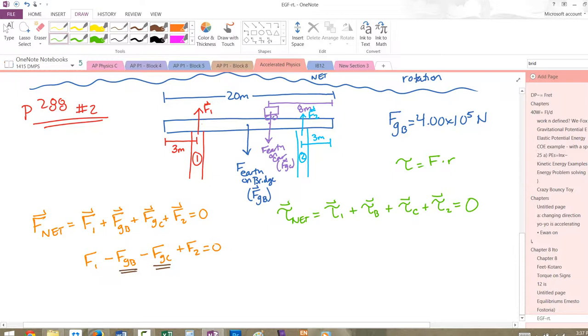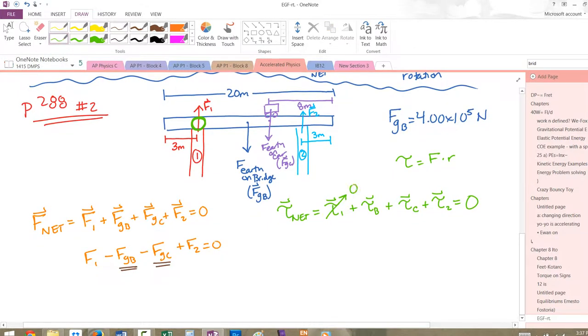One clever choice would be to put the axis of rotation right here on pier 1, because then the torque for 1 goes to 0 because the radius is 0. That's really nice because then we only have an unknown in torque 2, the force for 2. So we'll be able to solve the statement. So before we get too far, I do want to look at the directions and then the radii for the torques. So let's do the directions first.